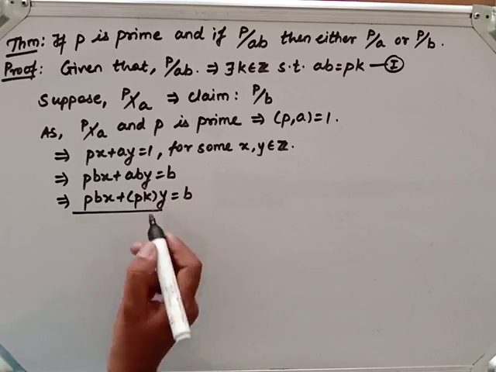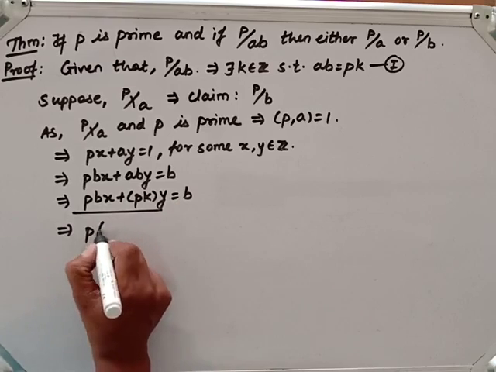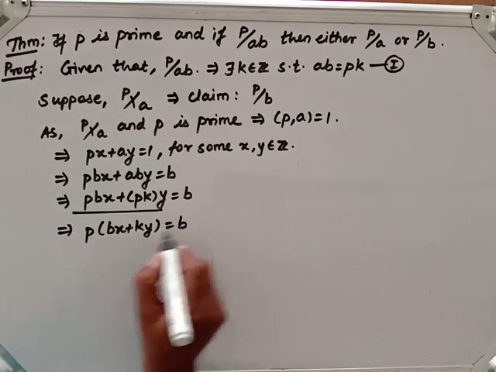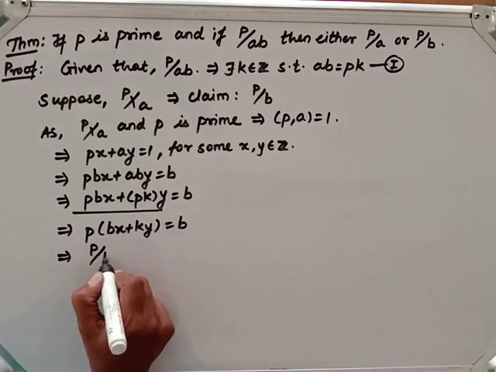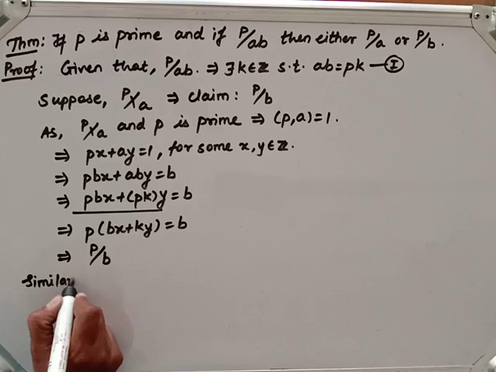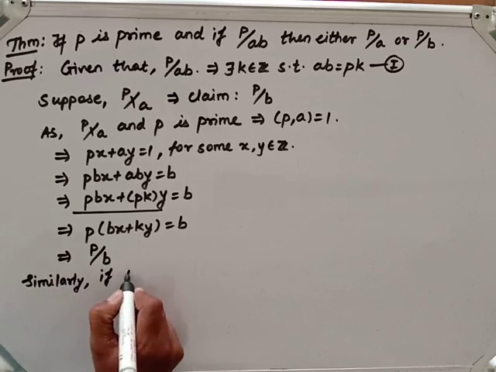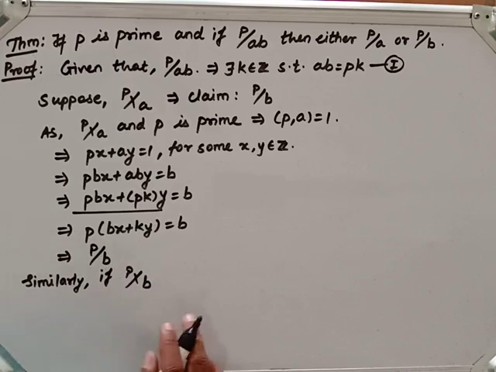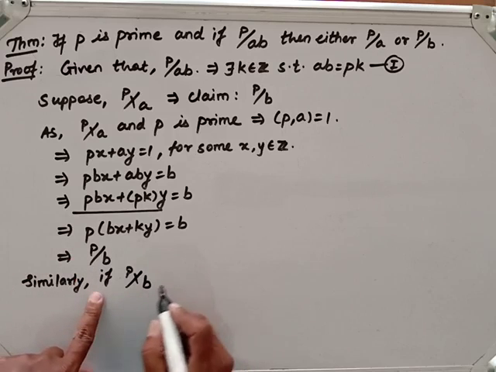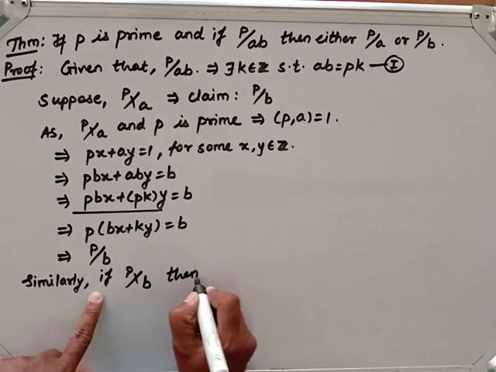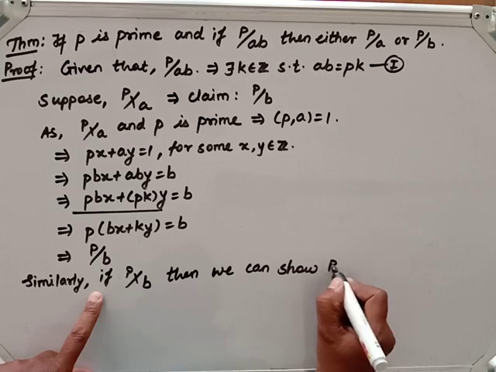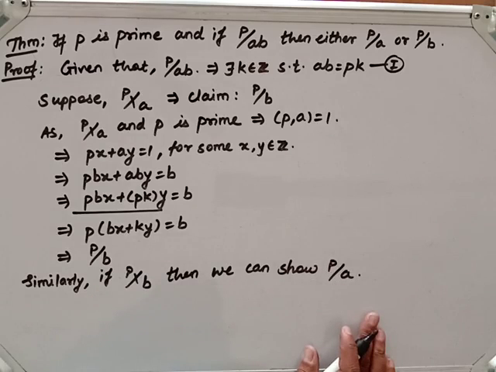This gives P into Bx plus, here we get P into K into y, is equal to B. Now from these two terms we can take P common. What we get is P times (Bx plus Ky) is equal to B. So this gives P divides B. Similarly, if P doesn't divide B, then we can show P divides A. This is the proof of this theorem.